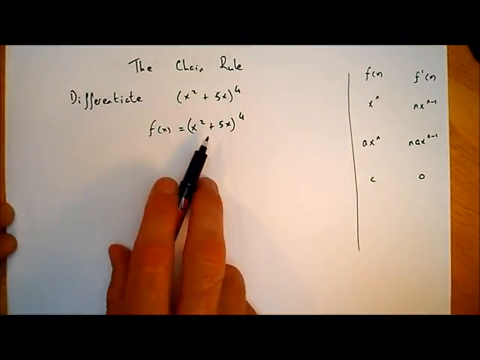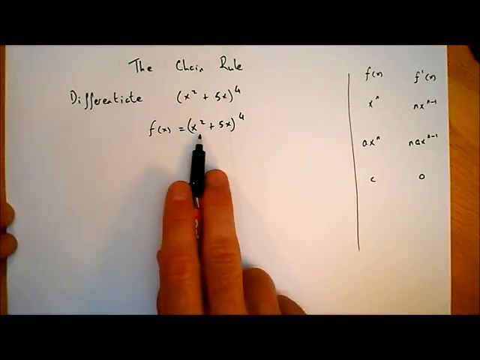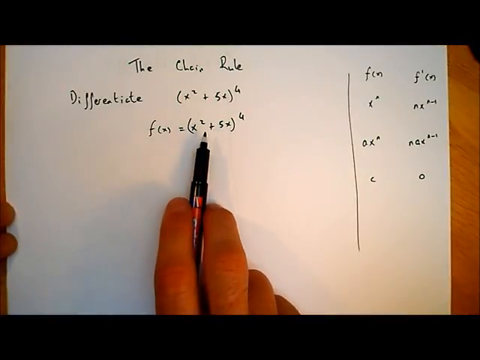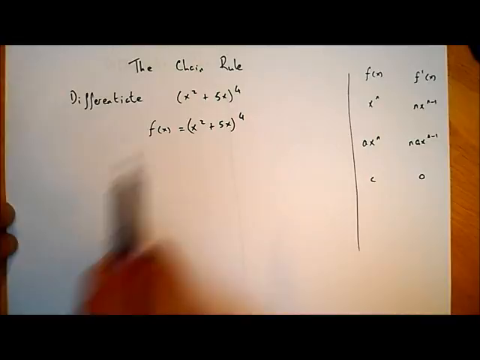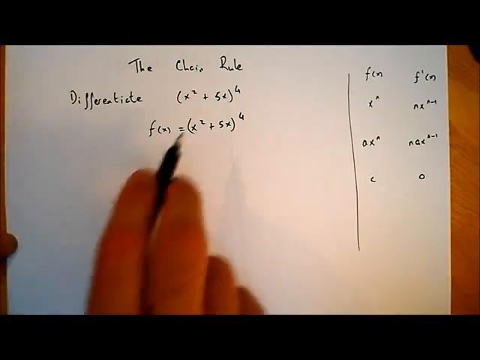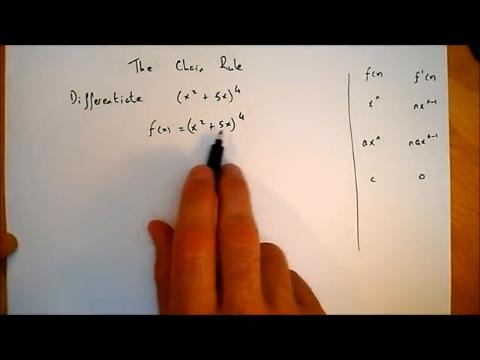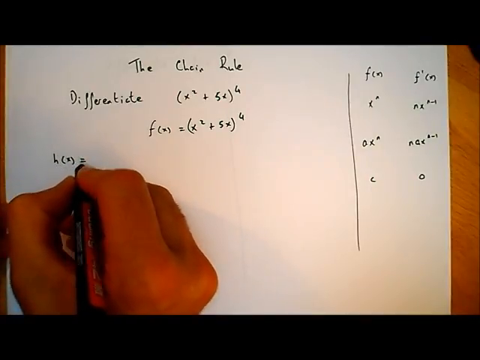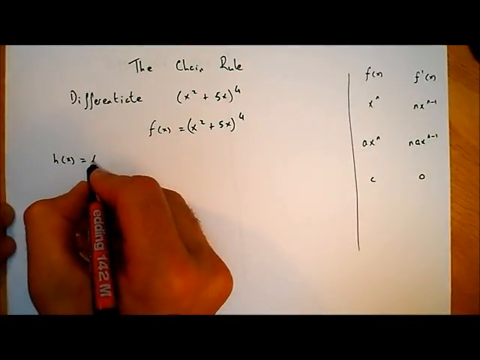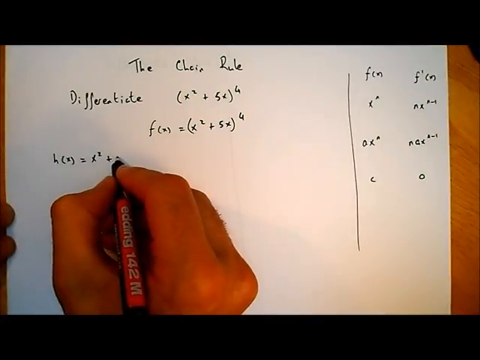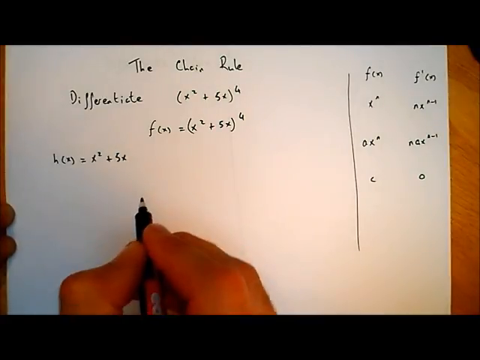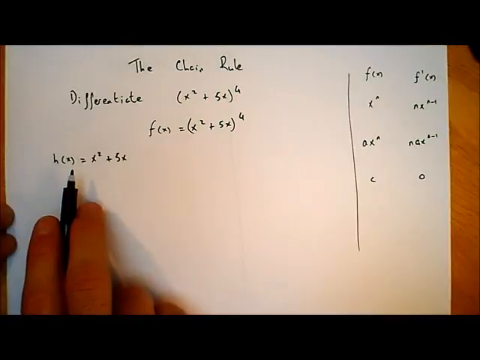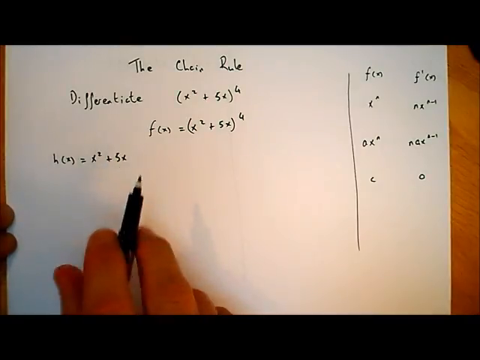Okay, we've got two functions here. The first function is the bit inside the brackets, and the second function is that function raised to the power of 4. So I'm going to write that down. The first function is the bit inside the brackets, so I'm going to give that function a name. I'm going to call it h of x, and I'm going to say that h of x is equal to x squared plus 5x. The second function is all of that raised to the power of 4.